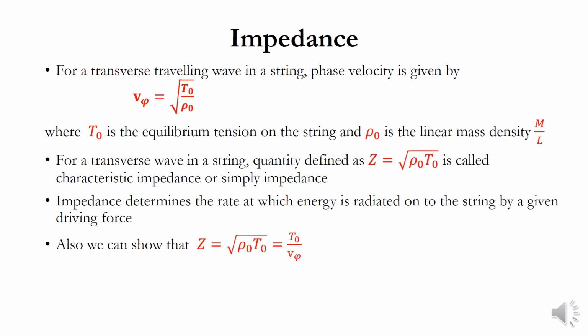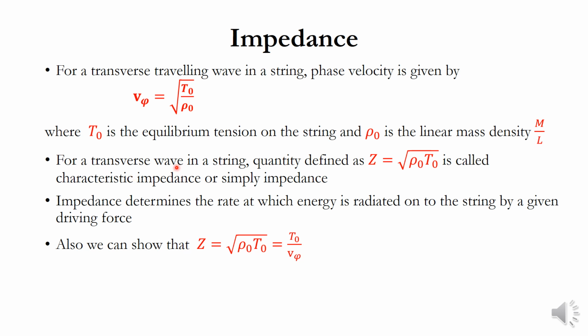Now we will introduce a new term, impedance. For a transverse traveling wave in a string, the phase velocity is given by root of T0 by rho 0. We have already studied this equation in our lab sessions: root of T by rho, or root of T0 by rho 0, where T0 is the equilibrium tension on the string and rho 0 is the linear mass density, that is mass by length.